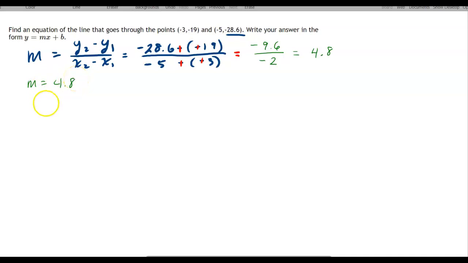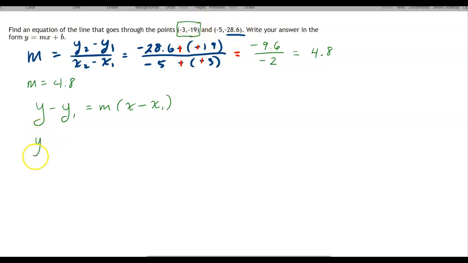Now the point slope formula looks like this. You take y minus one of the y values, we'll take the first one, is equal to the slope times x minus the corresponding x coordinate in that point. So I'm going to use the negative 3 and negative 19, which is preferred, right? We don't have to deal with a decimal there.